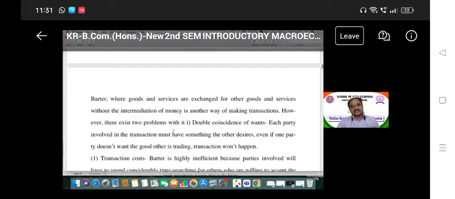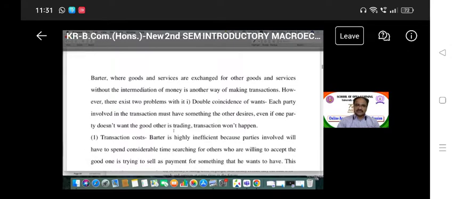In the initial stage, we used the barter system. In the barter system, we exchange one good for another good, and one service for another service. You can call it another way of making transactions without the intermediary of money. However, there are two problems within that barter system. We are talking about before the independence period, when there was no money like what you use at present. At that time, the only way was the barter system, exchanging one good for another.